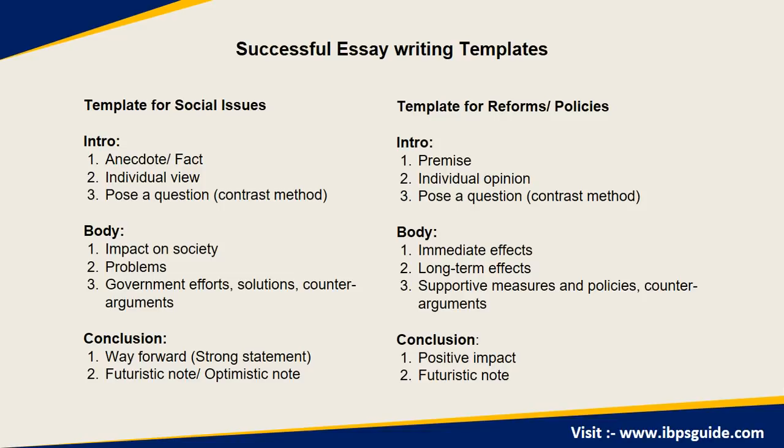Now the body you can subdivide into these 3 topics when it's a social issue. First, you can talk about the impact on society. Next, you can talk about the problems. And in the 3rd paragraph, you can discuss government efforts, solutions, and counter arguments. Your conclusion should always contain the way forward, and it should be a strong statement. Finally, end on an optimistic note.